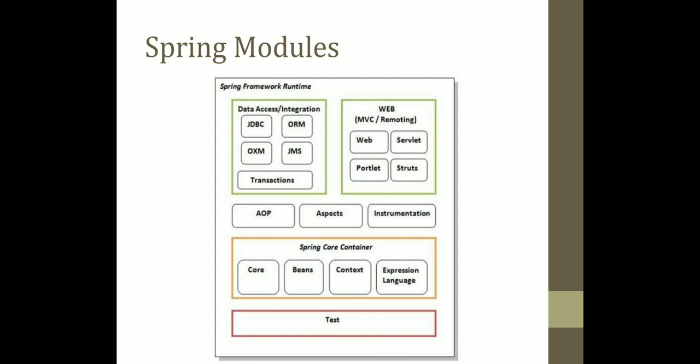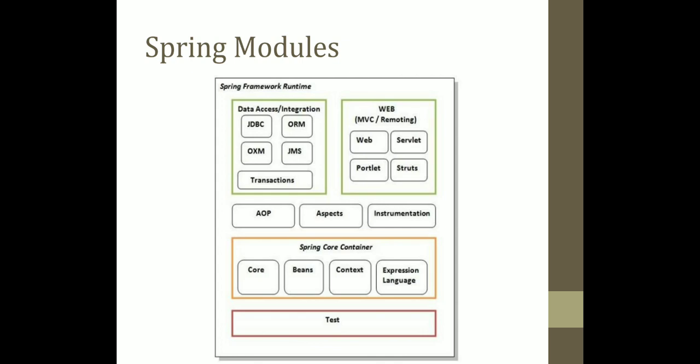The second part is ORM. This module provides integration layers for object relational mapping, that is ORM, and APIs including JPA, that is Java Persistence API, plus JDO, that is Java Data Object, Hibernate and iBATIS. So all these things are covered in the ORM, that is Object Relational Mapping.